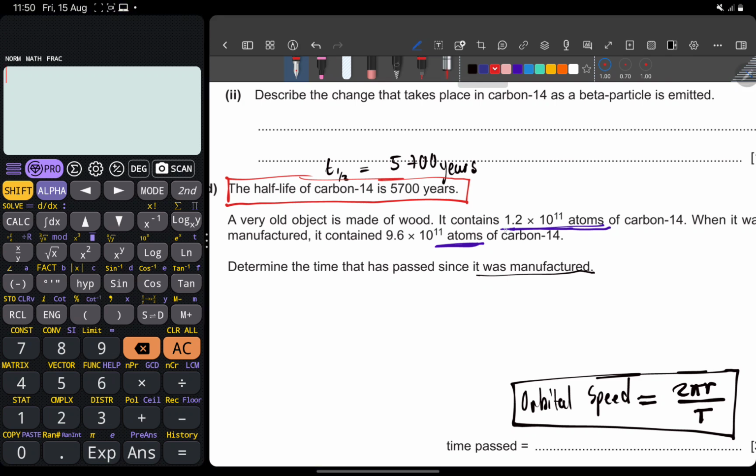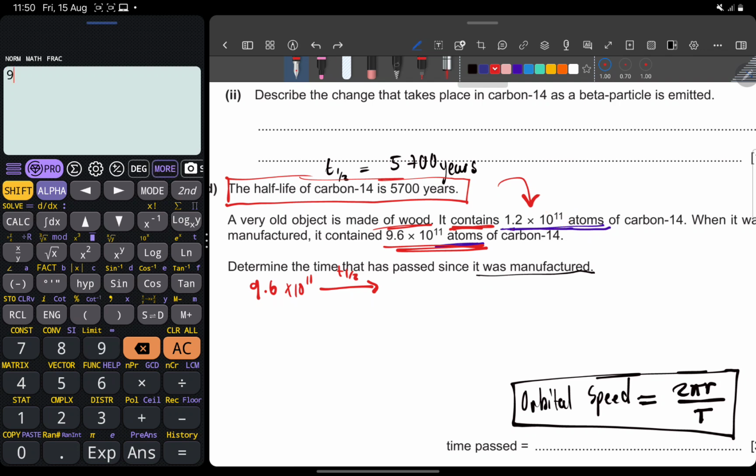So here we had 1.2 atoms. That's what this old object made of wood contains right now. Originally, it contained 9.6 times 10 to the 11. In one half-life, it goes to what? What is half of 9.6? Remember, it's still times 10 to the 11, so the power is not changing.